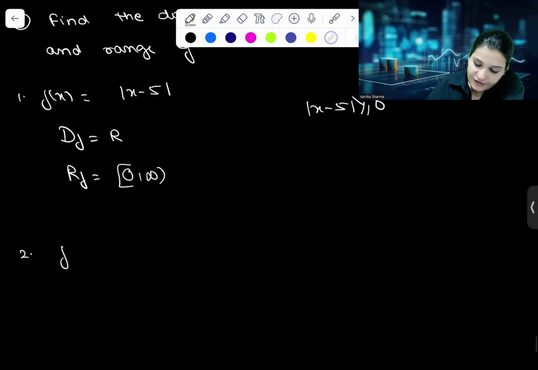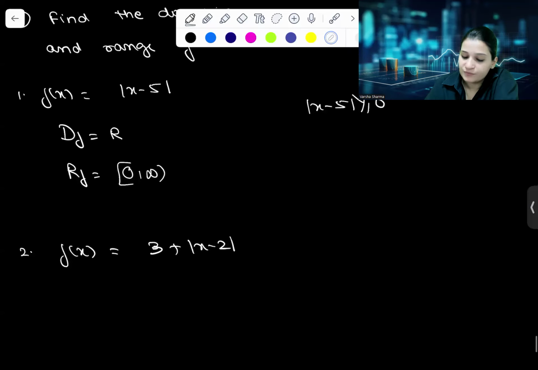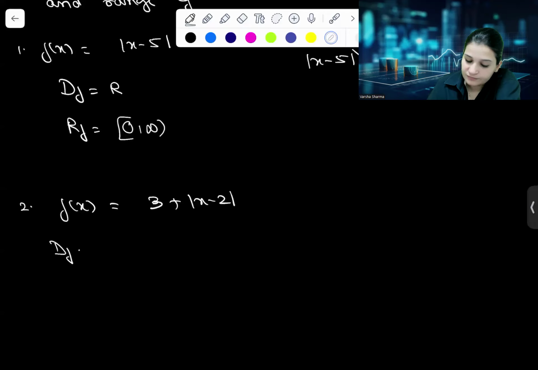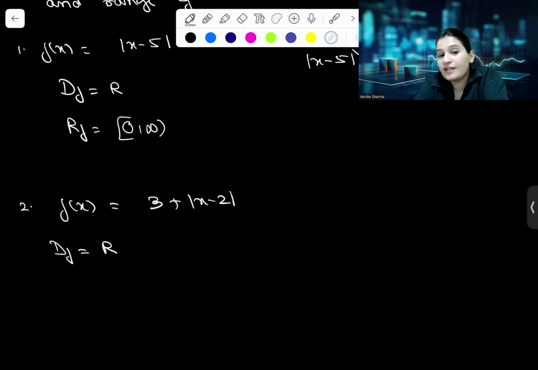Second, if the function would have been 3 plus mod x minus 2. First, domain: all real numbers. Again, no fraction, nothing. Now, to find out range, the function is not entirely mod.